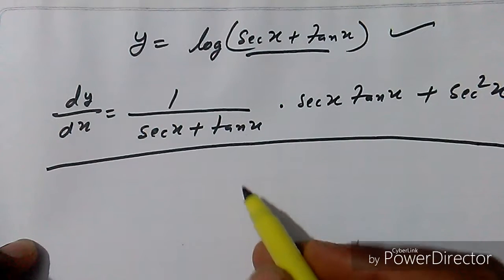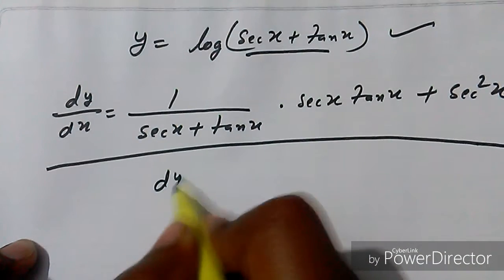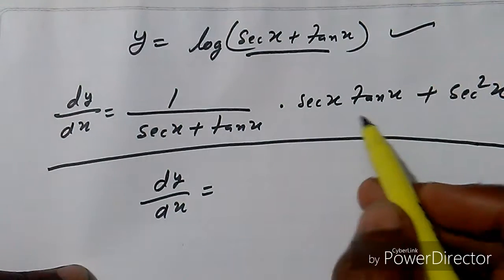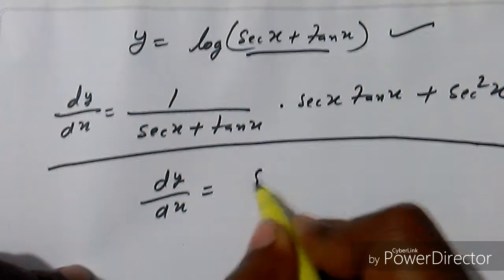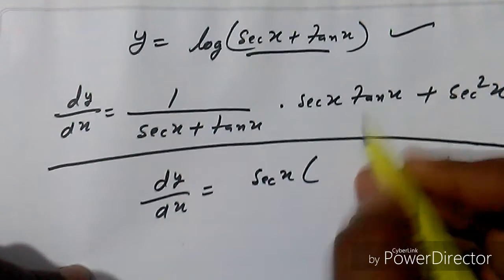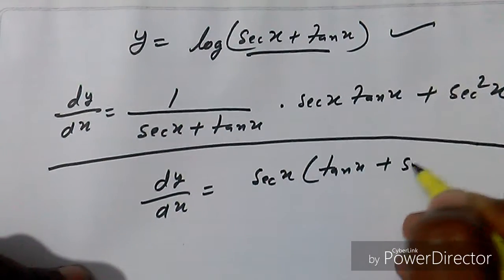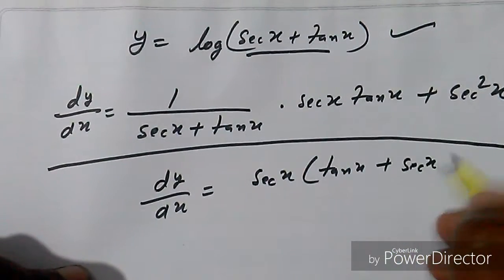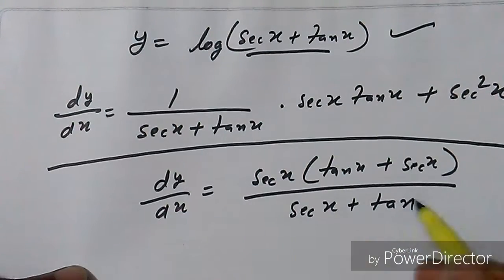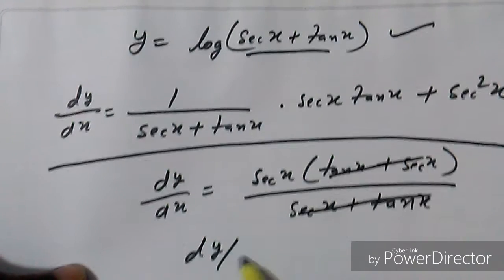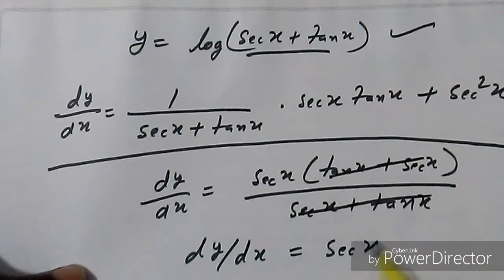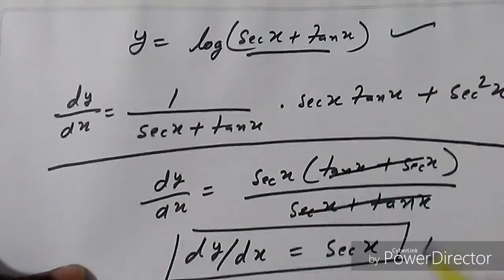Now we solve this equation. dy by dx is equal to, if we see in the above equation sec x comes common, then we take sec x common, then tan x plus sec x is here, and that is the same, plus tan x, and you see both are the same, then we cancel it. Then dy by dx is equal to sec x. That is the complete derivative.